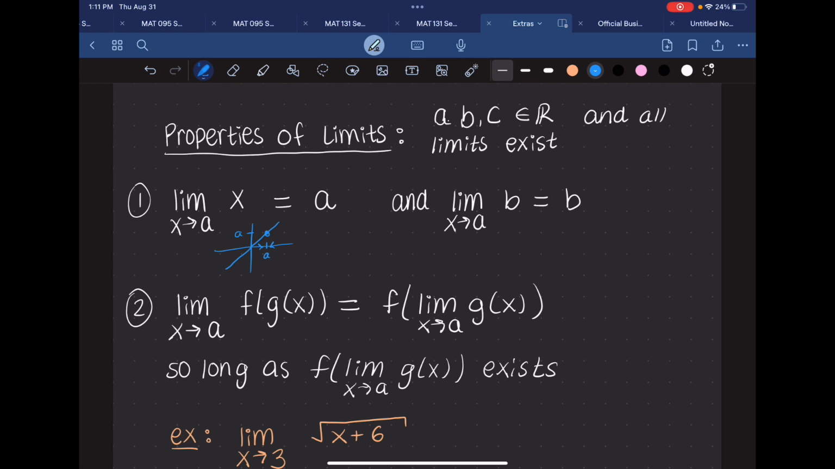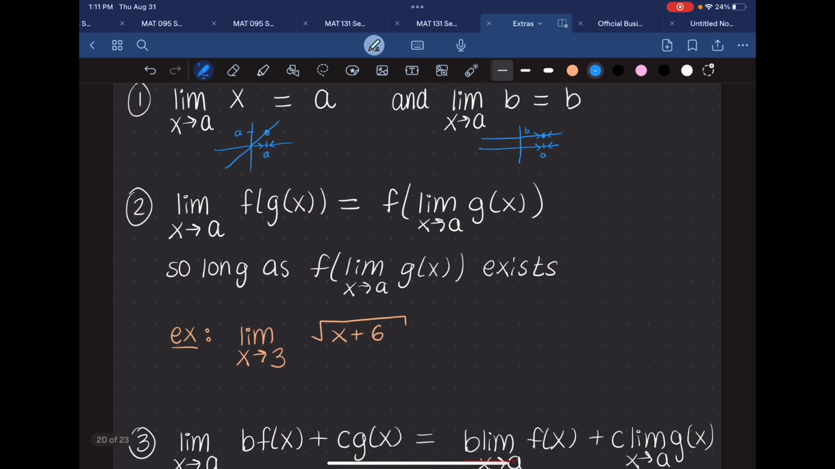And then we have that the limit as x goes to a of b is equal to b. Well, this would be a constant function. If I have this function at a height of b, then anywhere that x is going towards, I can pick any a, my output is going to be b, and so my output is going towards b. Those are our two basic ones: the limit as x goes to a of x is a, and the limit as x goes to a of any constant is equal to that constant.